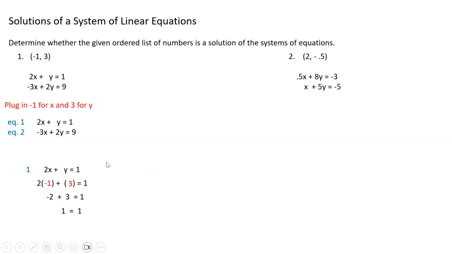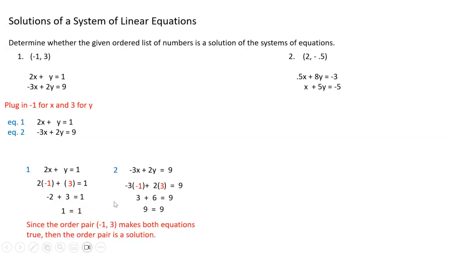But it also has to be true for equation 2. So there's equation 2. I'll repeat the process. I'm going to plug in negative 1 for x and 3 for y. This gives us 3. 3 plus 6 is 9. So this is also true. That means that the ordered pair negative 1, 3 is a solution to the system of equations. Okay. Now let's do the same thing for number 2.